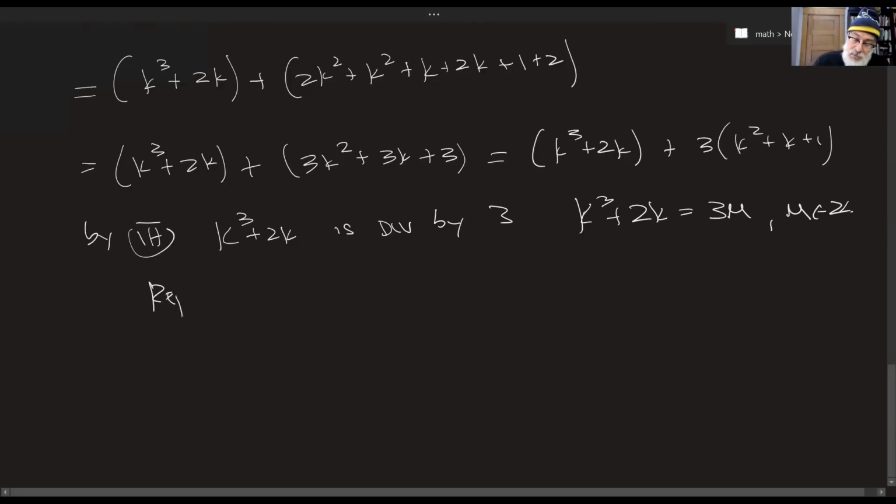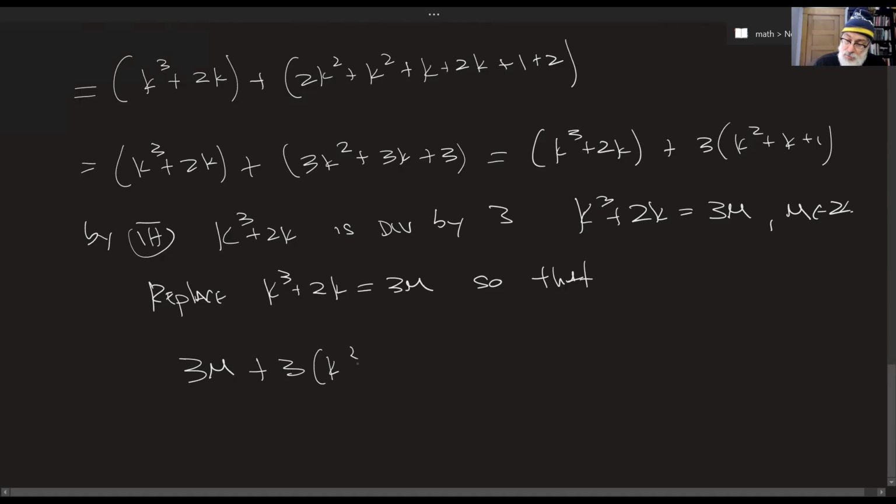So we're going to replace k cubed plus 2k with our 3m so that we are left with 3m plus 3 times k squared plus k plus 1. I'll write an equal sign here. So now you see we have two terms. Both terms have a 3 in them. So I can factor out a multiple 3. That leaves us with m plus k squared plus k plus 1.